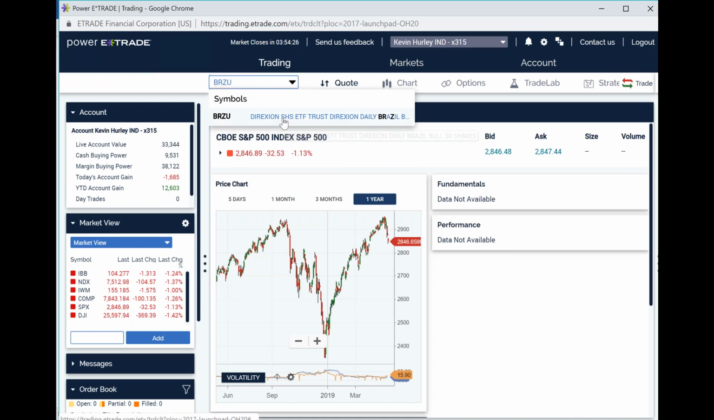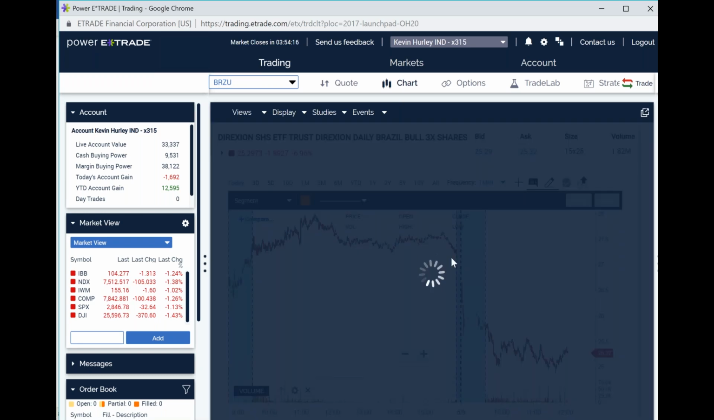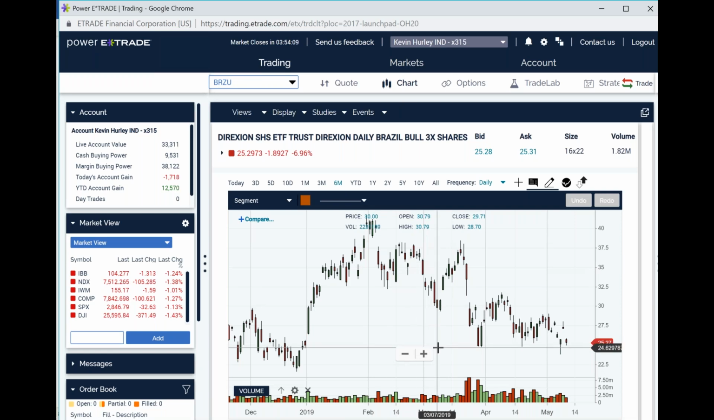BRZU. I am not familiar, but we do have a support level. Well, that's not really much of a support level. Dexter's ETF Trust, Daily Brazilian Bull 3 times. So this is one that really moves. Abraham, you have a much higher risk tolerance level than most of us. Really, the upside is 40 on it. The downside is only 2250.